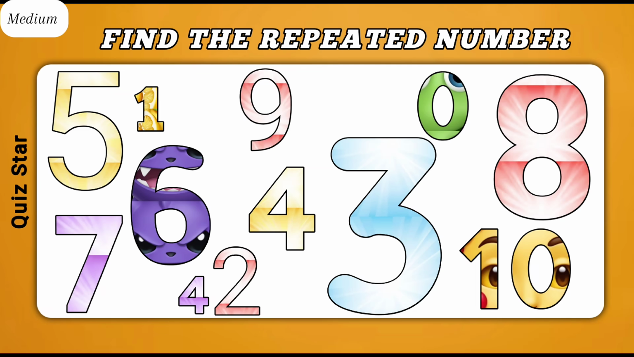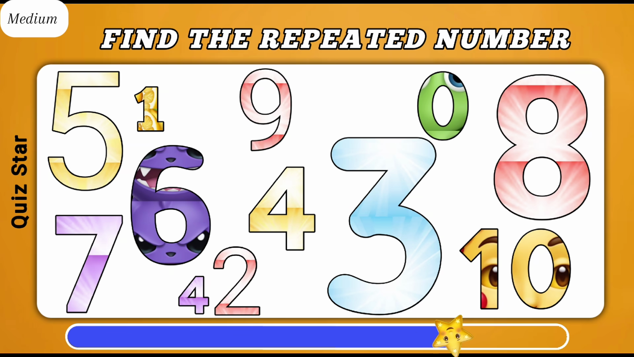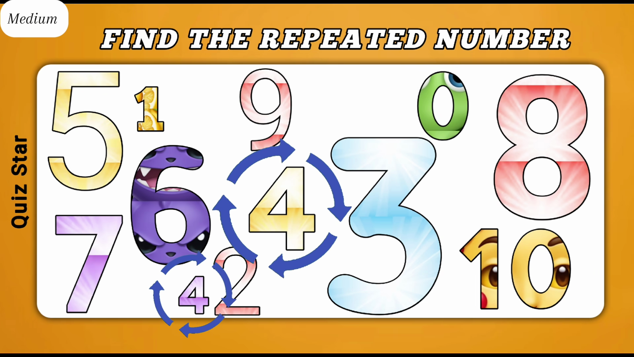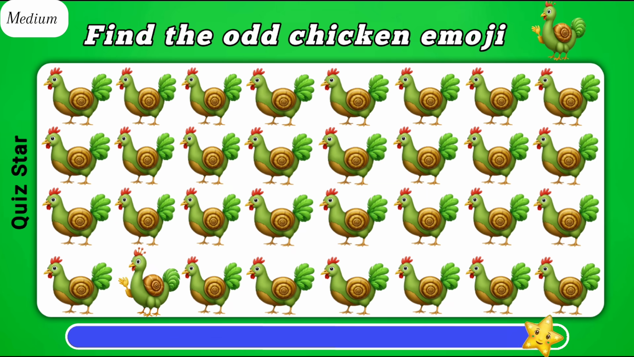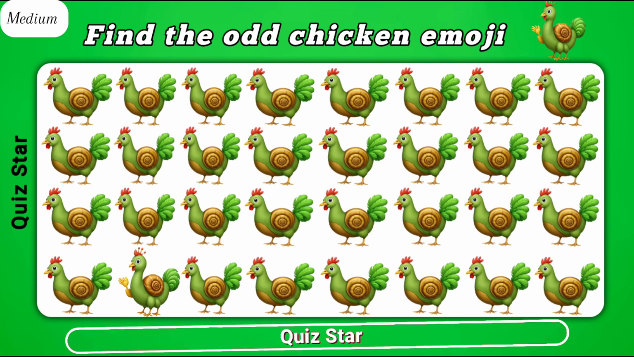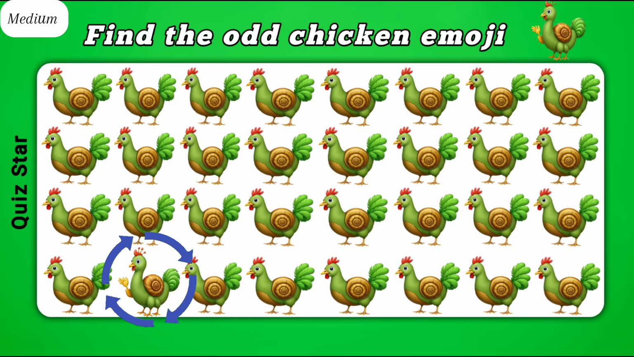Hey, quiz champion, find the repeated two numbers within given time. Wow, perfect. The repeated number is 4. Find the odd chicken emoji within given time. Come on, quiz champion. Excellent. Perfect. The different chicken emoji.